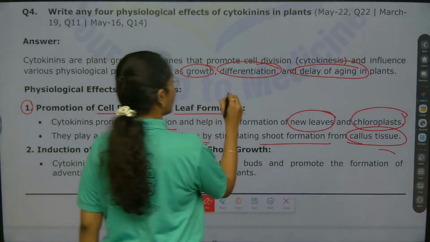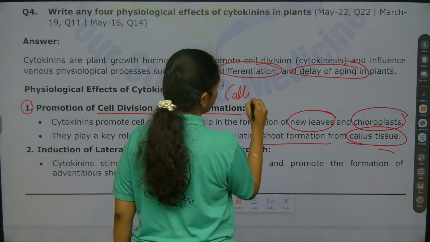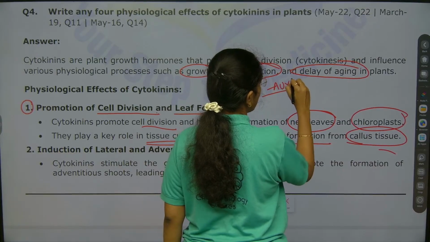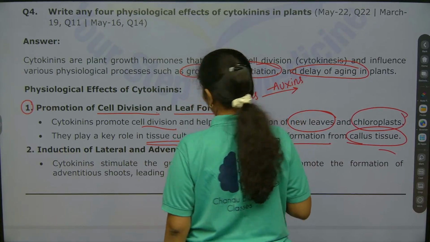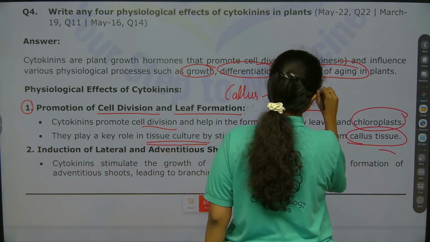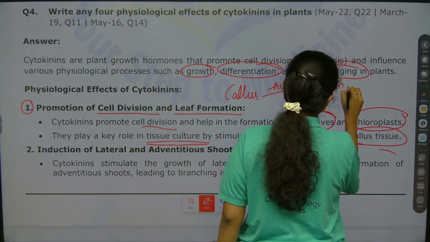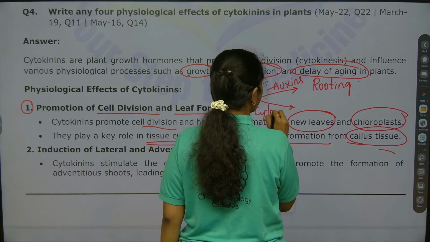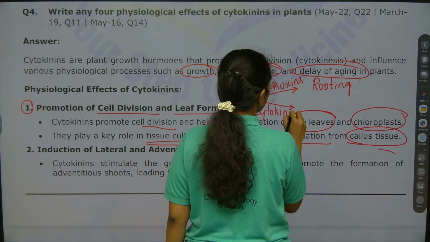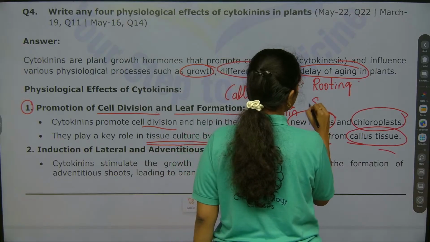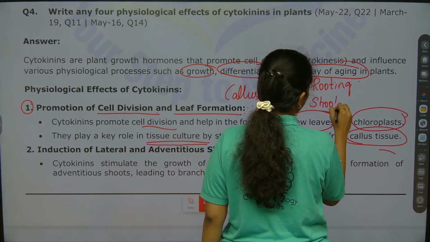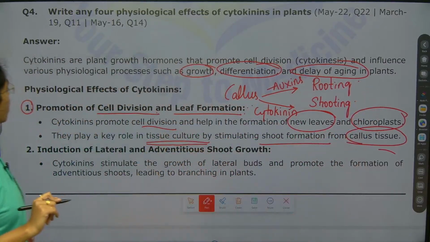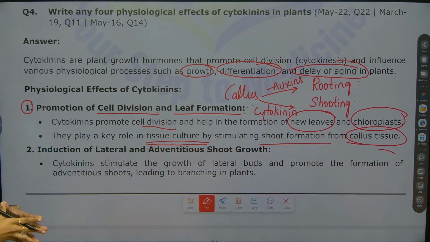So from callus, if more auxin concentration is applied, this will promote what? Rooting. If more cytokinin concentration is given, this will promote what? Shooting. Fine, right? Rooting and shooting. First promotes cell division and leaf formation.